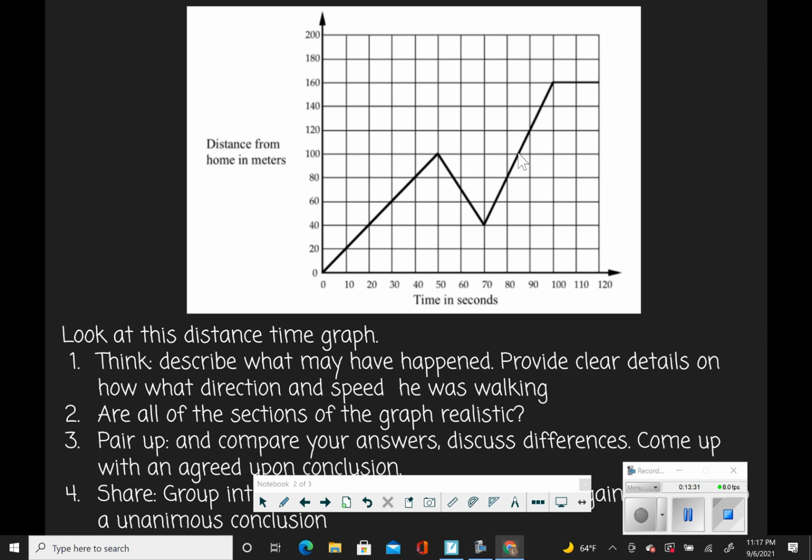He has sped up a little bit. You see how the line is steeper? At this point, he is stopped. Remember, time continues ticking by, so this is why this line goes flat. Okay?